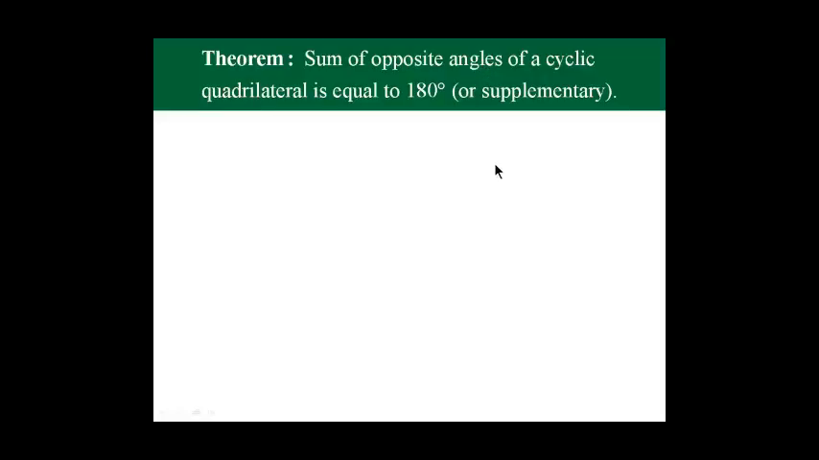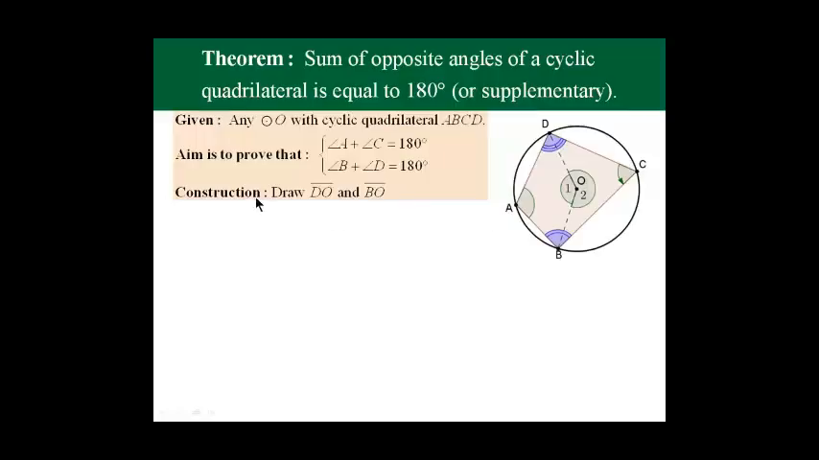Proof of the previous conjecture, namely that the sum of the opposite angles of a cyclic quadrilateral is equal to 180 degrees. To assist us in this proof, we draw line segments DO and BO. So remember, we know it's a cyclic quadrilateral, so therefore we can say that angle 1 is equal to twice angle C, because we know that the central angle is 2 times the inscribed angle.